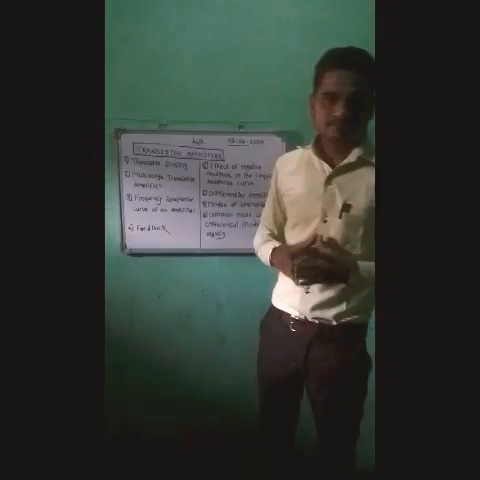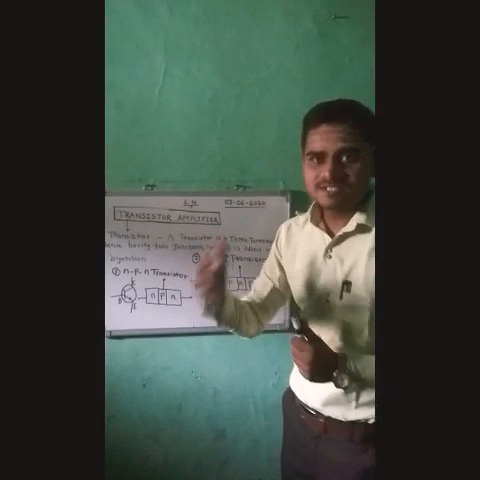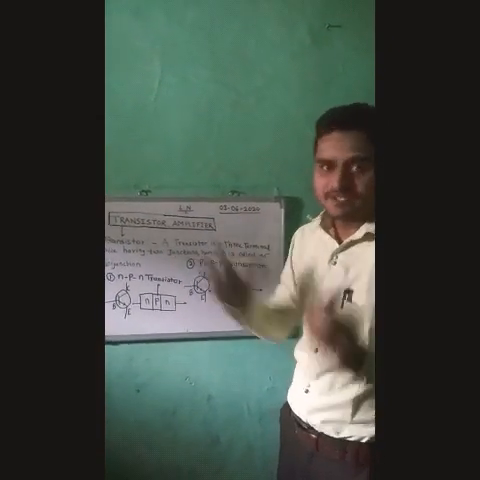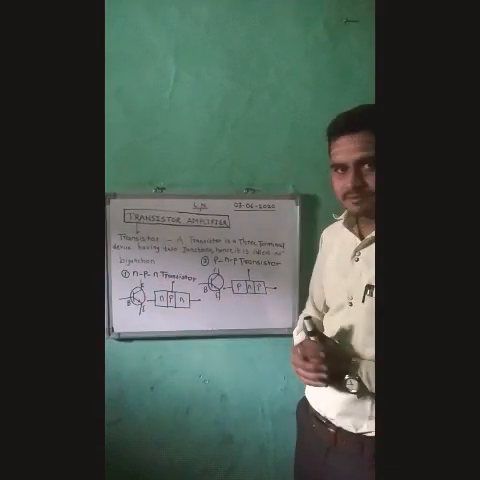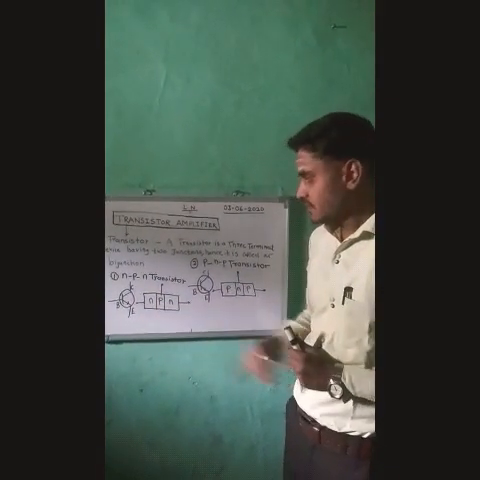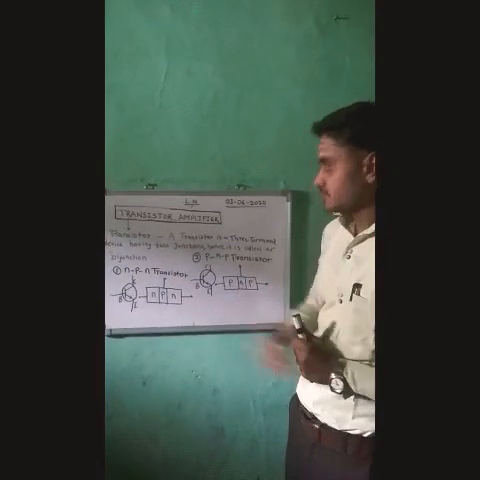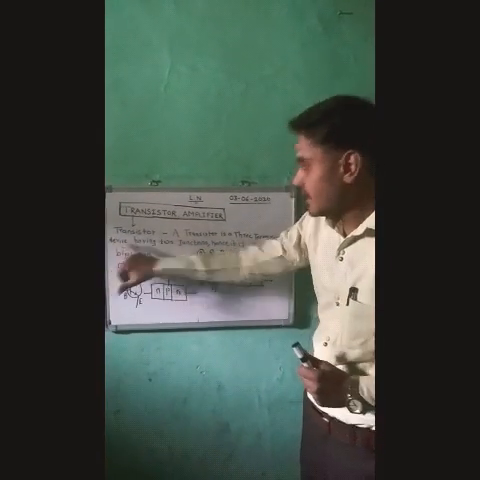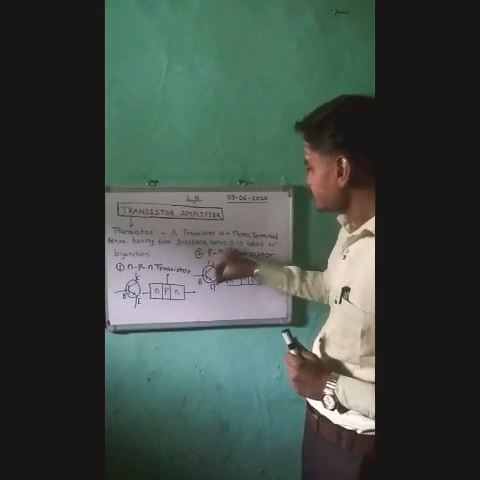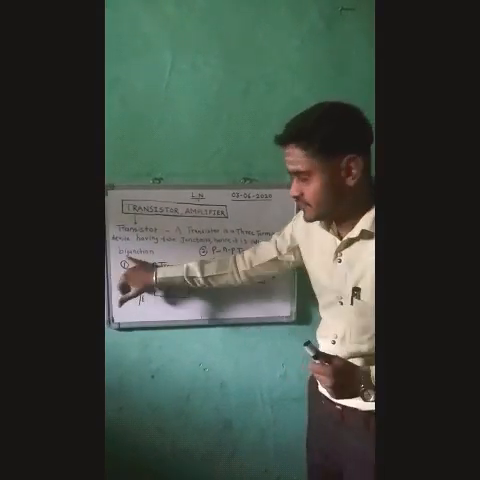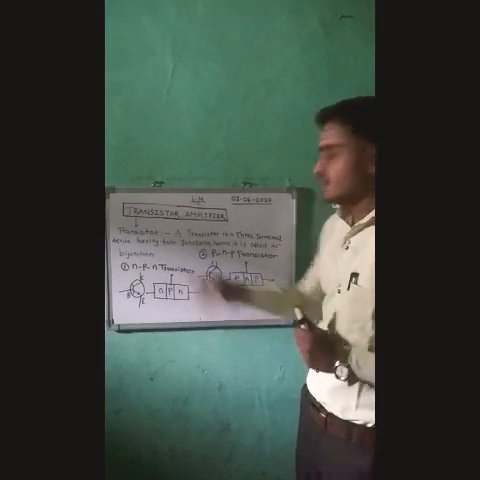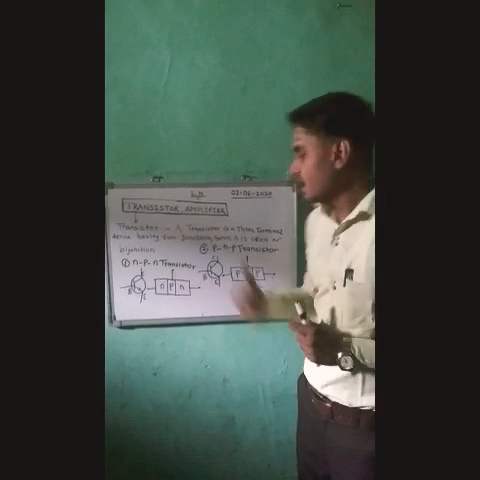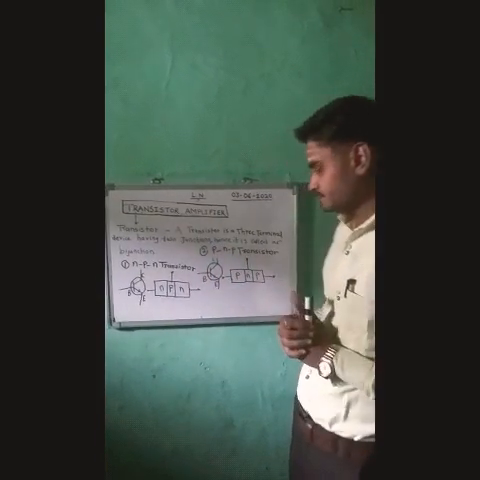Okay, thank you. Transistor. What is a transistor? How many types of transistor are there? A transistor is a three-terminal device with two junctions. So this is the transistor. A transistor is a three-terminal device having two junctions, hence it is called a bipolar junction transistor. There are two types of transistor: NPN transistor and PNP transistor.